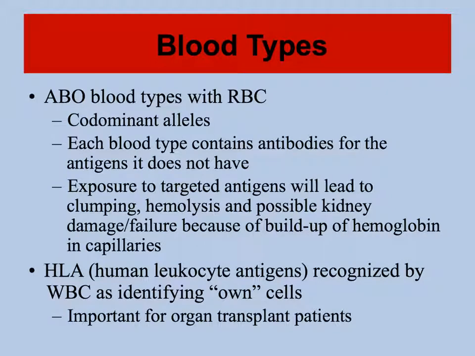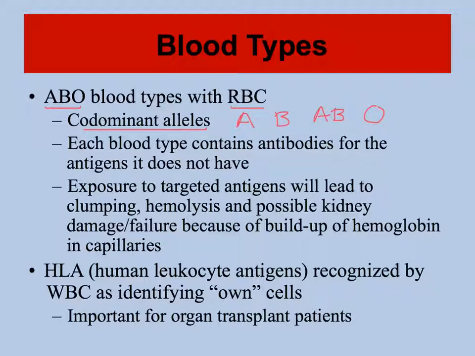Blood types. I hope you remember blood types from biology. We talked about it in my classes, and hopefully you did it in your program too. We have A, B, and O blood types with your red blood cells. This only concerns your red blood cells. These are codominant alleles, so you can have type A blood, and you can have type B blood, which is what I have, or you can have type AB blood, or you can have type O. O is the recessive. Each blood type contains the antibodies for the antigens it does not have. So if you are type A blood, you have type A antigens, but you have type B antibodies against type B blood.